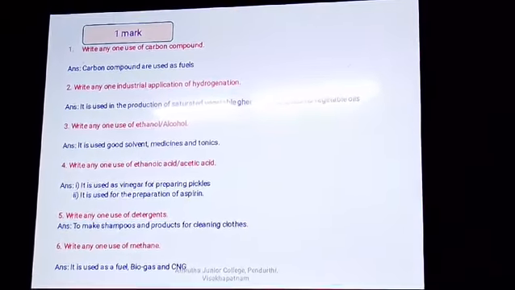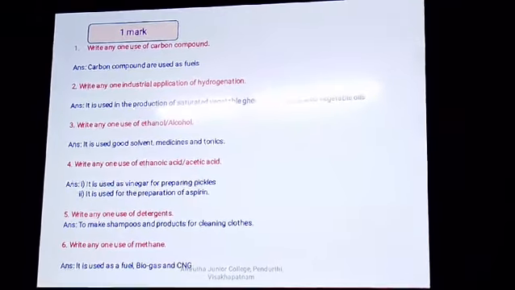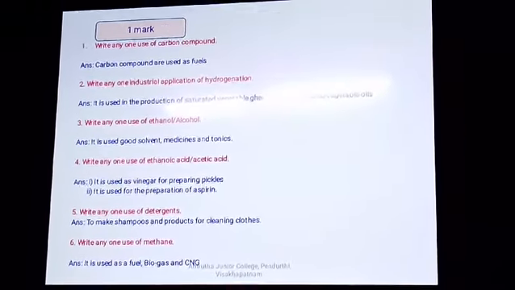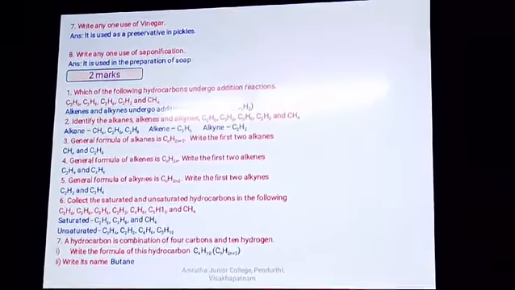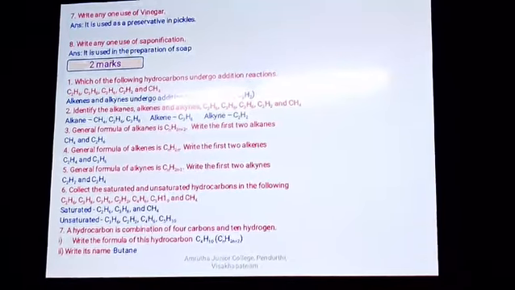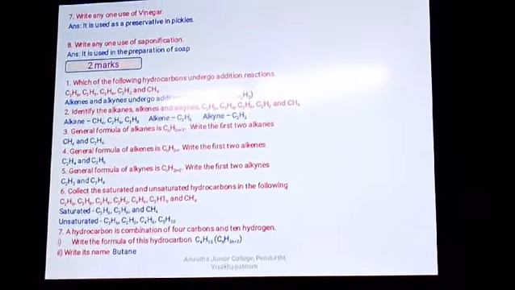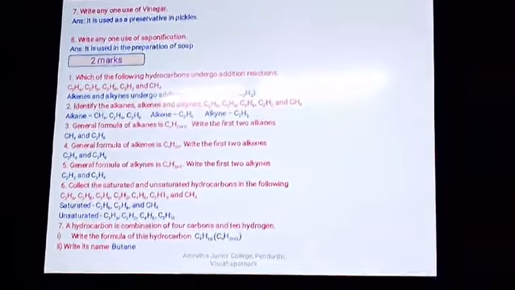Write any one use of detergent. Detergents are used to make shampoos and products for cleaning clothes. Write any one use of methane. It is used as a fuel, biogas and CNG, compressed natural gas. Write any one use of vinegar. Acetic acid is one of the main constituents of vinegar. It is used as a preservative in pickles. And write any one use of saponification. It is used in the preparation of soap.